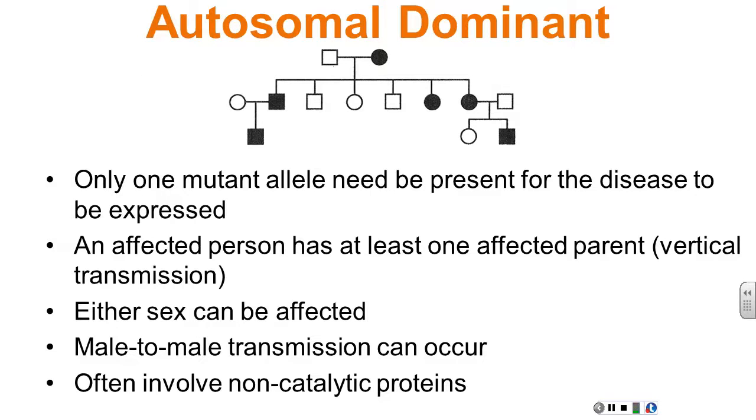Okay, so the first pedigree we're going to look at is our autosomal dominant pedigree. One of the things I want you to be able to do is look at a pedigree and tell me whether it's autosomal dominant, recessive, X-linked. Eventually we'll get to all of those, mitochondrial.